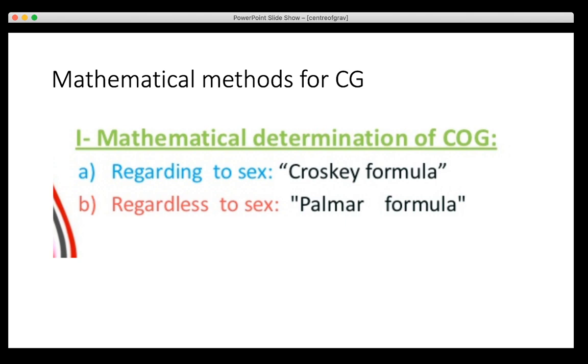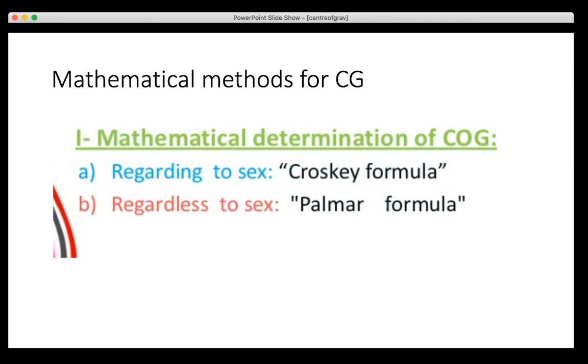Now in the next section we'll be discussing important methods to measure this center of gravity in sports. So what are those methods? Basically there are four methods to determine center of gravity. Two of them are mathematical and two of them are laboratory methods. First of all I'll let you know the mathematical methods.